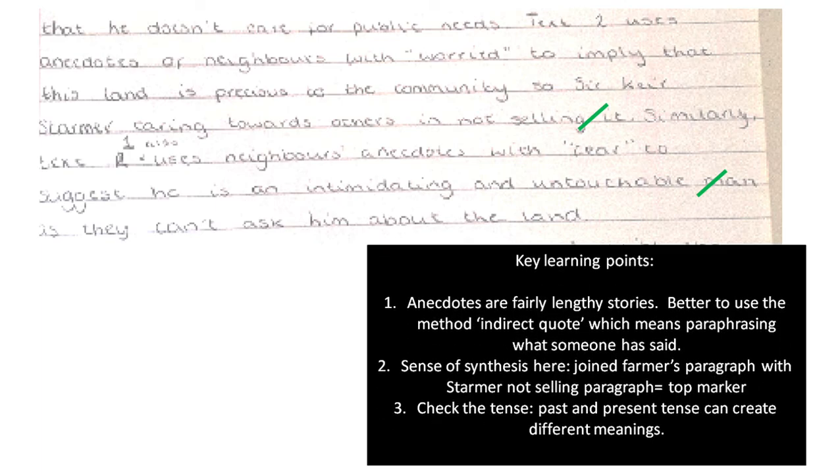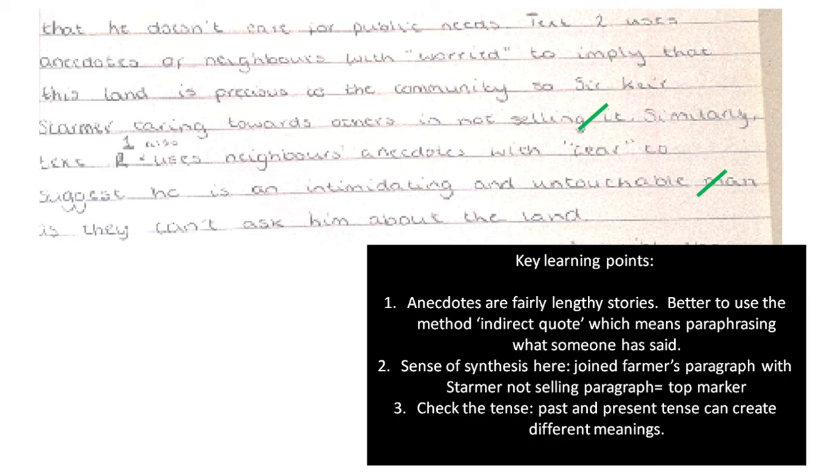Now, however, I wanted to show you this one because the word anecdotes doesn't quite apply here. When you're analysing a non-fiction text, unless it is a specific story, with a beginning, middle and end, or, you know, I have one neighbour who this happened to, then you can say anecdote. But if it's someone just paraphrasing what someone has said, then you need to use the method indirect quote, which you can see on the mark scheme.